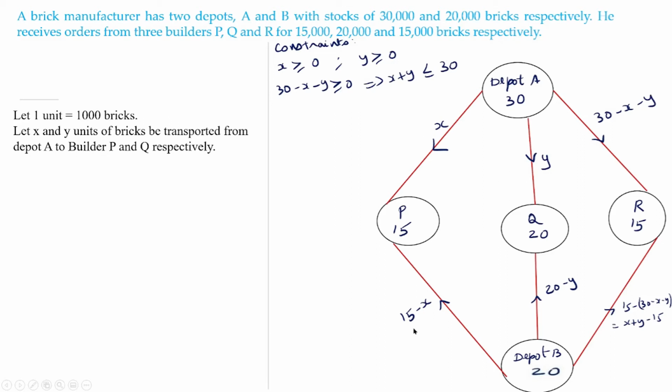And then we have the remaining constraints: 15 minus x greater than or equal to 0, 20 minus y greater than or equal to 0, and x plus y minus 15 greater than or equal to 0. So 15 minus x greater than or equal to 0 means x less than or equal to 15. Then 20 minus y greater than or equal to 0 means y less than or equal to 20. Then x plus y minus 15 greater than or equal to 0 means x plus y greater than or equal to 15. So these are the constraints. And now we have to find the objective function.